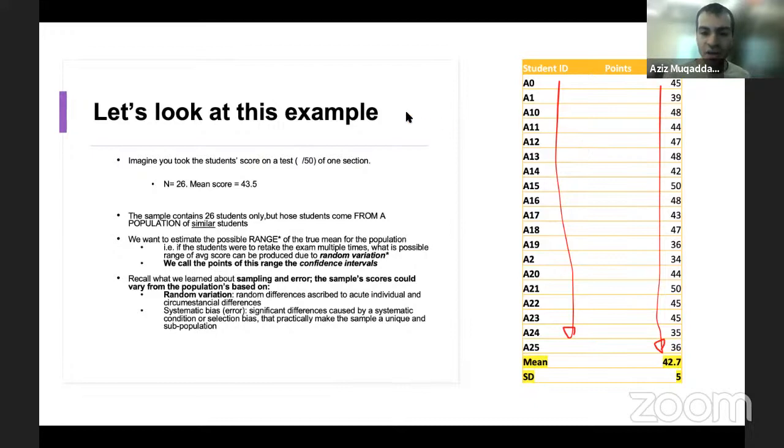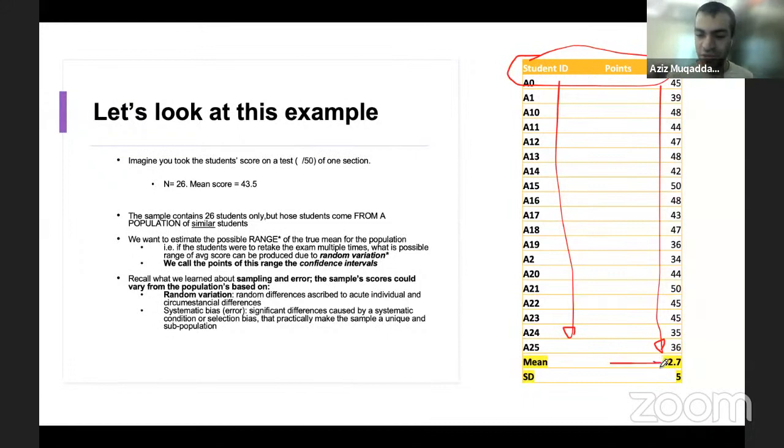We want to know if a different group of students would be different than this group right here. Since these students are coming from a population, there are possible ranges of what mean score they could have gotten, right? So in this case, there's a typo in the slide because there was a different slide.